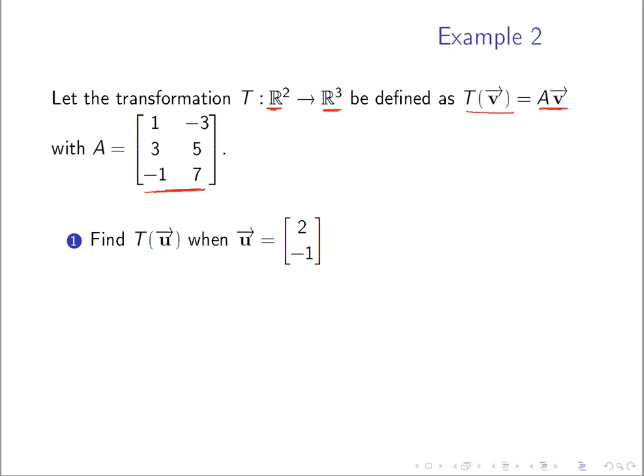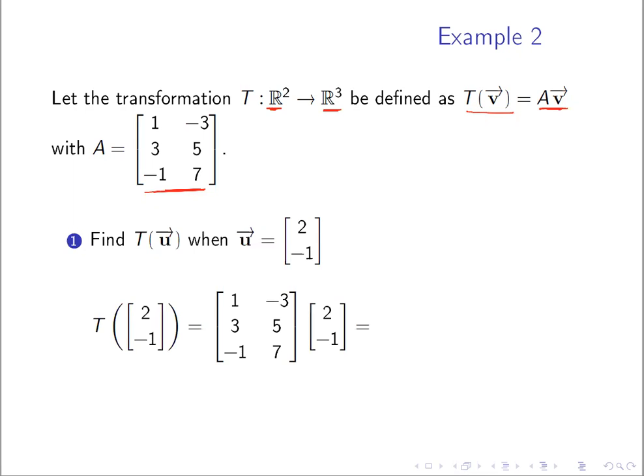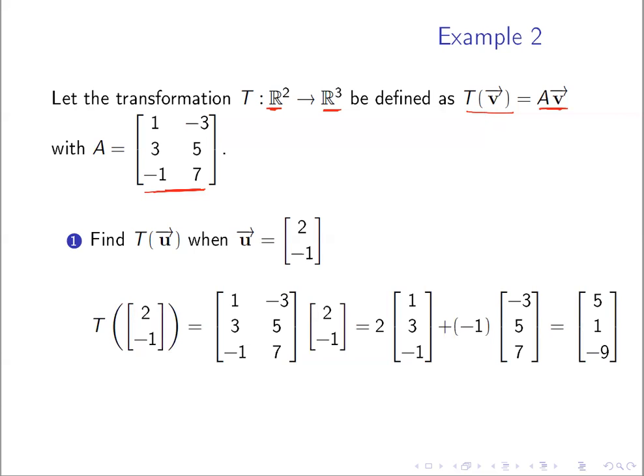Let's just start off with the same thing. If I give you the vector 2, -1, what would be T of U? I want you to try this now that we did an example previously. Go ahead and pause the video and find that T of U. All right, if you did that, that's just our matrix A times 2, -1, using what we know about matrix multiplication. That's 2 times the first column plus -1 times the second column. So we end up with 5, 1, -9.